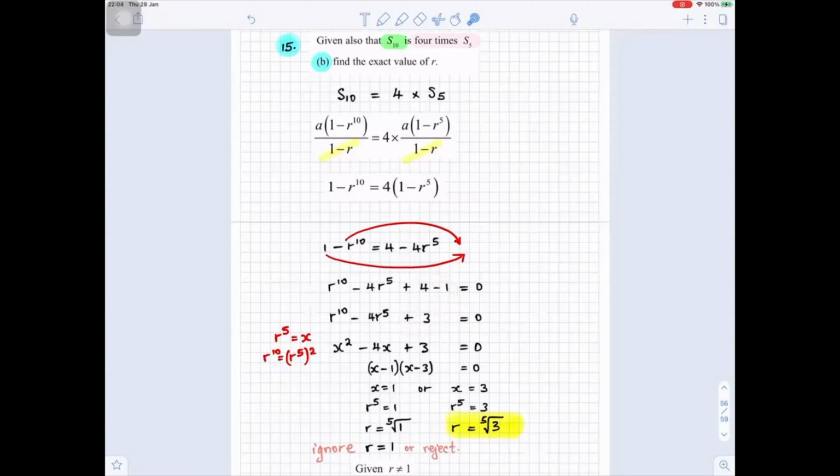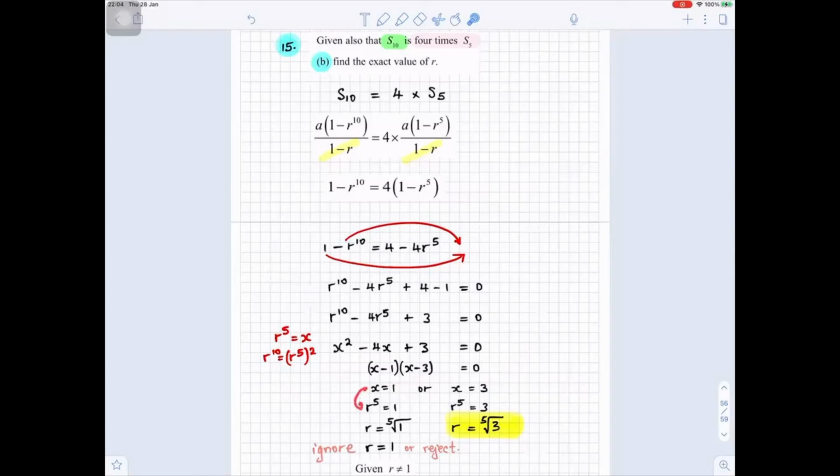Now you want to solve this. This is a disguised quadratic. What I mean is, if you make R to the 5 as x, that means R to the 5 all squared is x squared. So you can write it as x squared minus 4x plus 3. Factorize to get x minus 1, x minus 3. So x equals 1 or x equals 3.